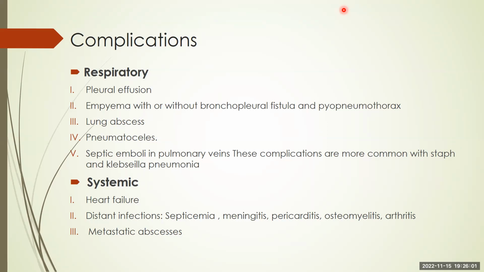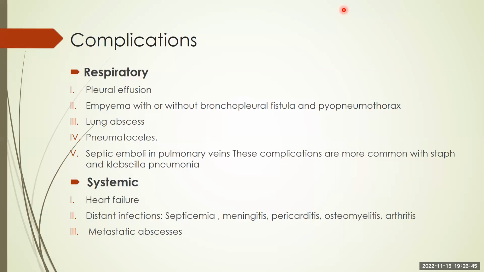For the systemic complications, pneumonia can result in heart failure. We know that pneumonia is an infectious process, and it results in a high metabolic rate. So patients with pneumonia are usually tachycardic, they have fever, and they have increased oxygen demand that can overwork the heart, which can lead to heart failure. Also, septic shock, which is a complication of pneumonia, can lead to poor organ perfusion and heart failure.